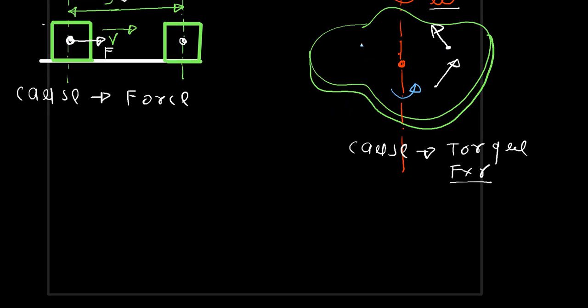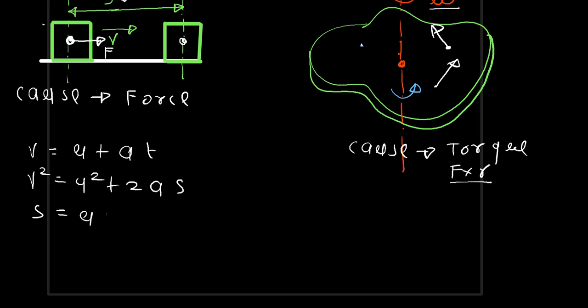Okay. Now considering kinematics, we have these three equations. V equal to u plus at. What is this u? You know this is the initial velocity. V is the final velocity. t is the time and a is the acceleration, which is basically a tangential acceleration. V square is equal to u square plus 2as. s is equal to ut plus half at square. Okay, these are the three kinematical equations that control a linear motion.